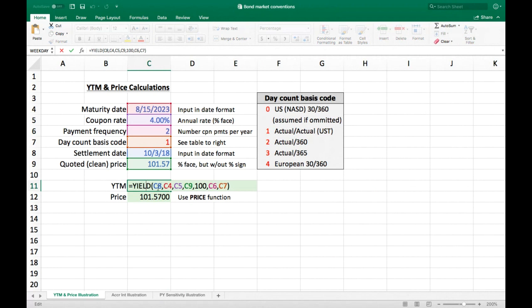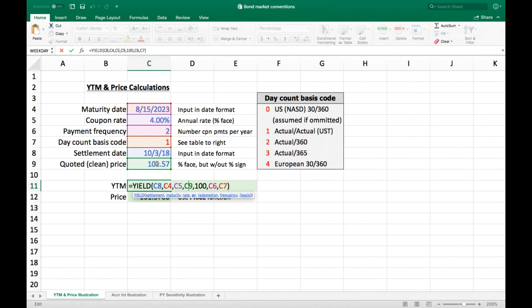We're using the Excel yield function, which is different from the TVM function. So this is taking actual dates, the maturity date and the settlement date. The settlement date here is C8. We see the maturity date is C4 up here. And then we have rate, 4% in this case, in cell C5.